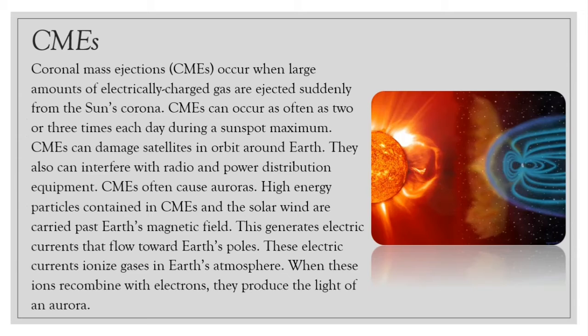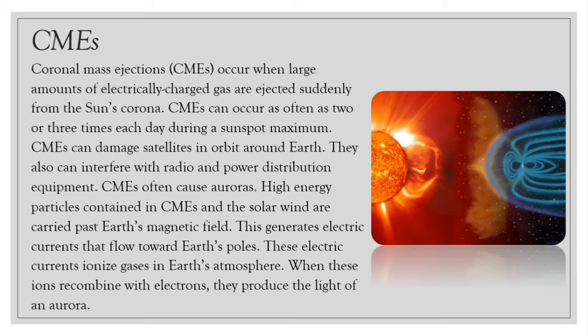CMEs. Coronal mass ejections occur when large amounts of electrically charged gas are ejected suddenly from the Sun's corona. CMEs can occur as often as 2 or 3 times each day during a sunspot maximum. CMEs can damage satellites in orbit around Earth. They also can interfere with radio and power distribution equipment.